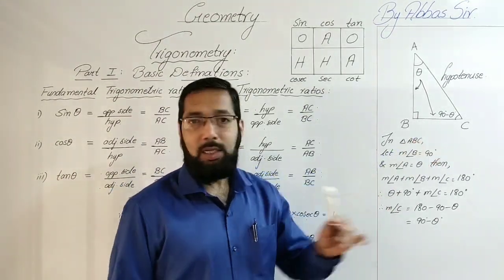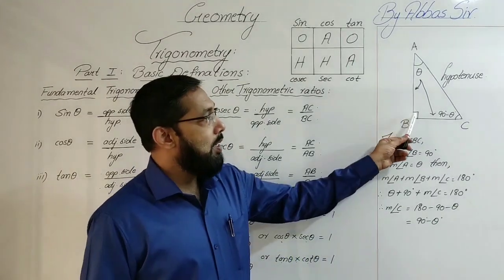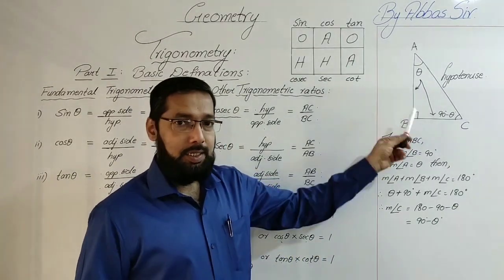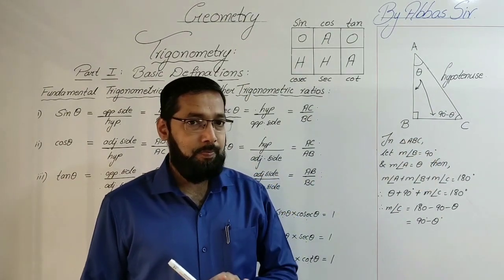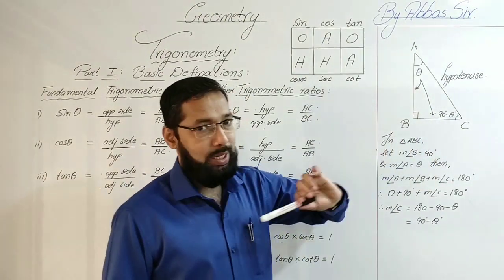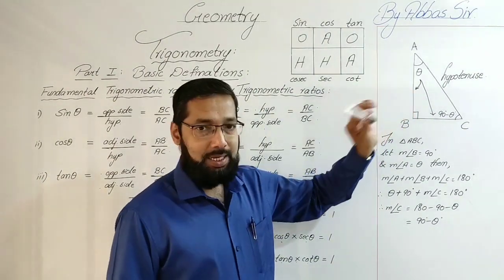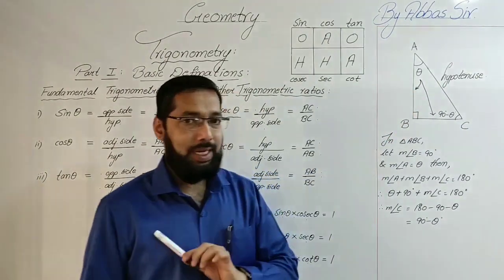The third angle is angle C. Now other than the 90 degrees, in a right angle triangle, the other two angles are always less than 90 degrees. That means both of them are acute angles, out of which one angle we have taken as theta. Let us find the measure of the other angle.